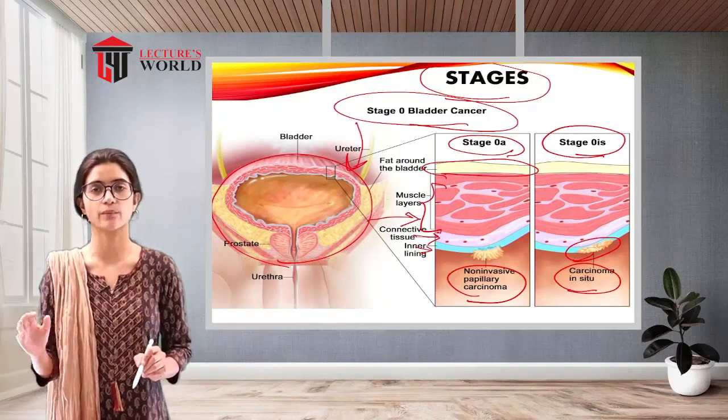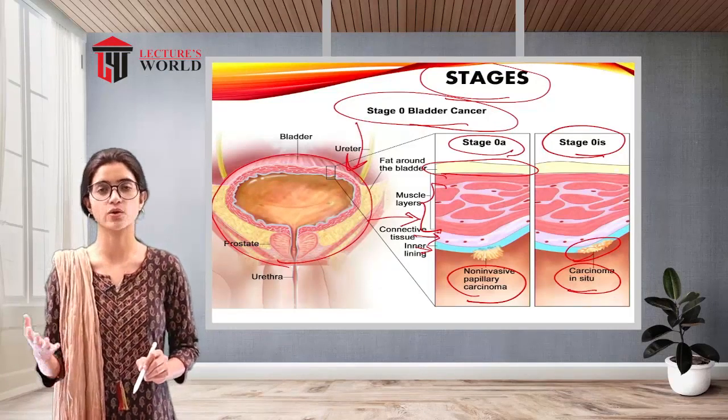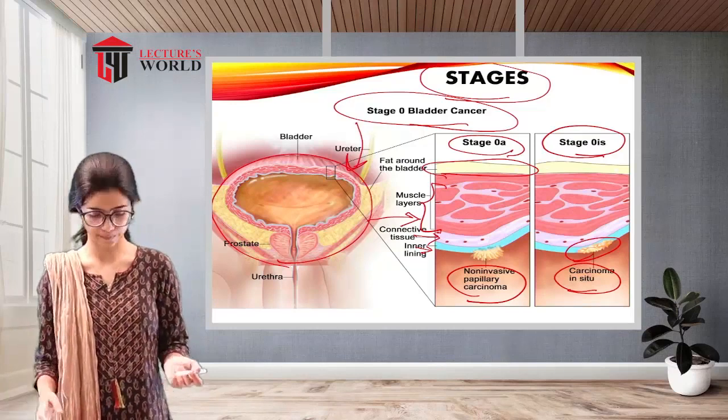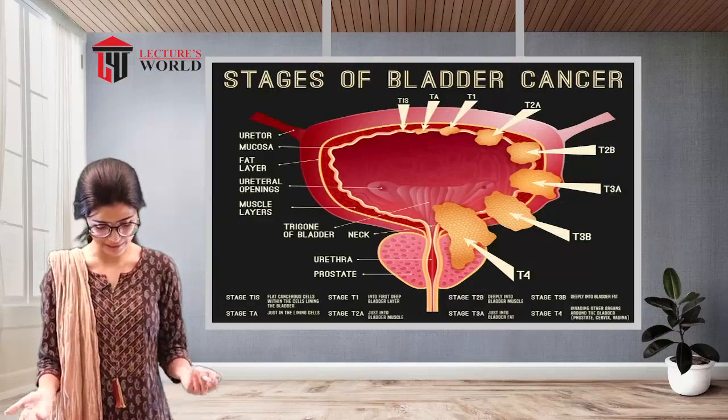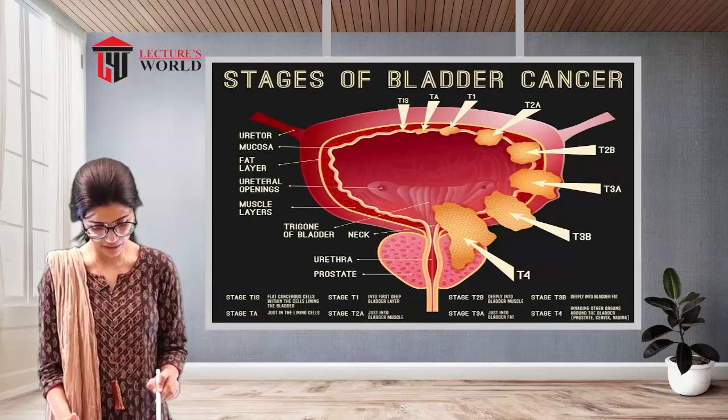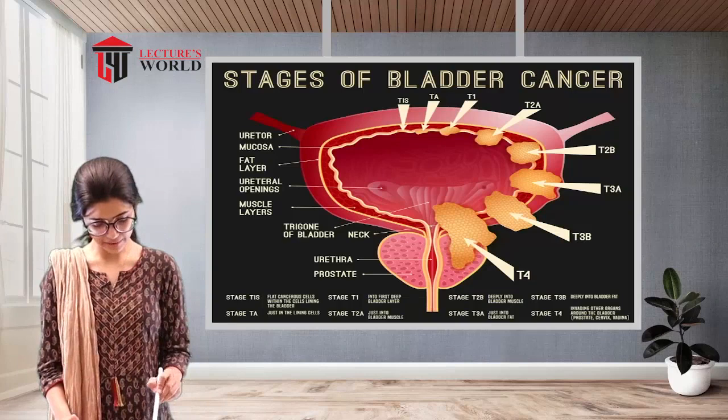area and it is not moving out of it. So we are having the stage 0A and the carcinoma in situ. Now the further stages of the bladder cancer are as such. Now moving on to the first stage, again looking at the diagram of the cancer of the bladder.